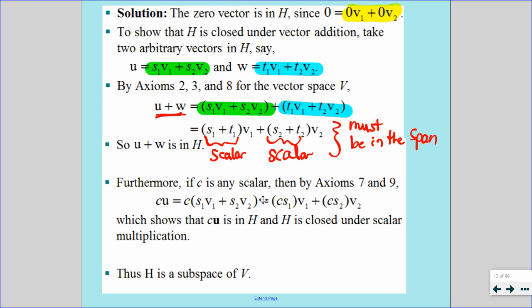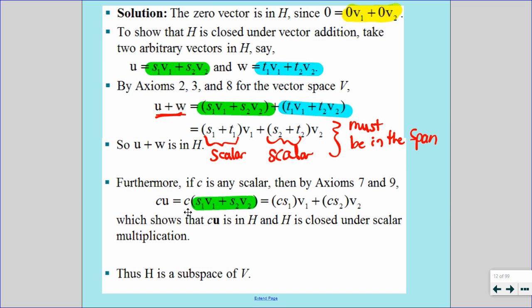So it says if C is any scalar, we can write U as the following. And let's take a look. We defined the vector U up here as S1V1 plus S2V2 because it is going to be generated by doing a linear combination of V1 and V2. So if we take that quantity and multiply it by a scalar, in this case we're using the scalar C, we have to then show that it is in the span.